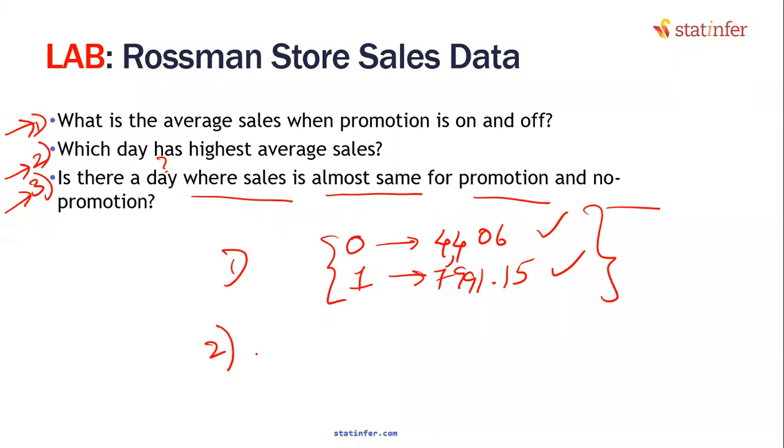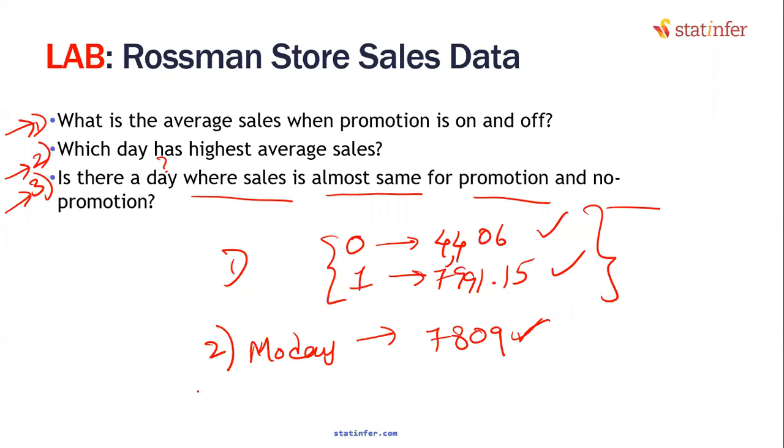Second one, which day has the highest average sales? Tell me the day with highest average sales. I think we have already seen it. Apparently that happens to be Monday. Monday has the average sales of 7,809. Whether it has promotions and all that, we don't care.